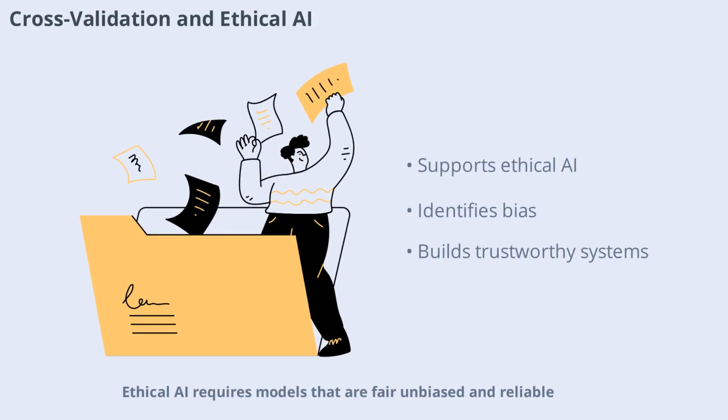Ethical AI requires models that are fair, unbiased, and reliable. Cross-validation helps identify and mitigate biases by providing a comprehensive evaluation across different data subsets. By ensuring your models are thoroughly tested, you contribute to building ethical and trustworthy AI systems.